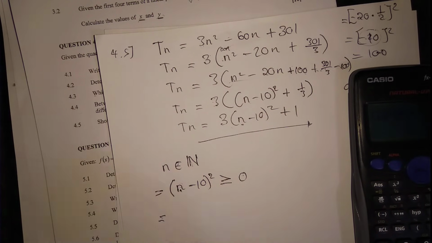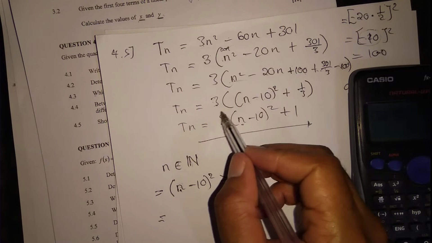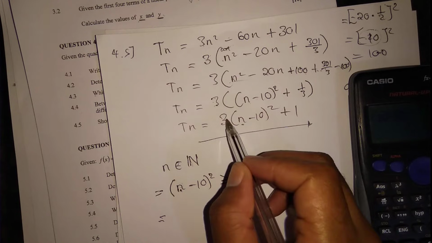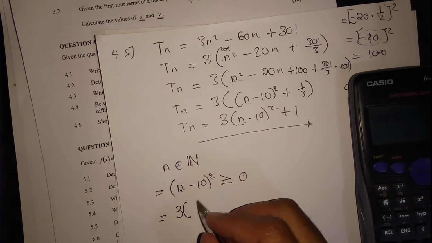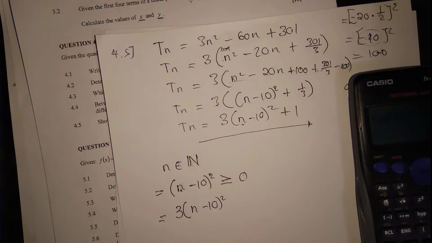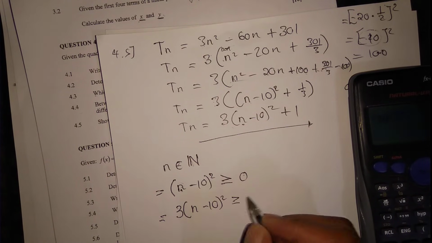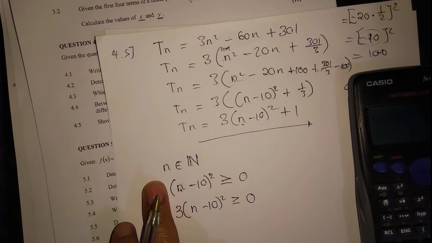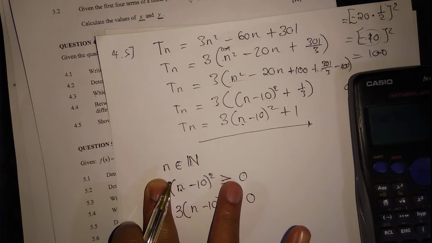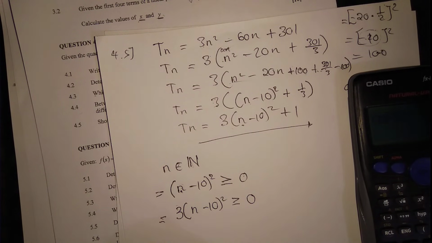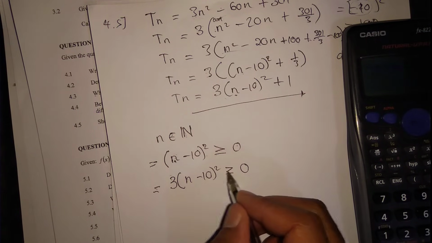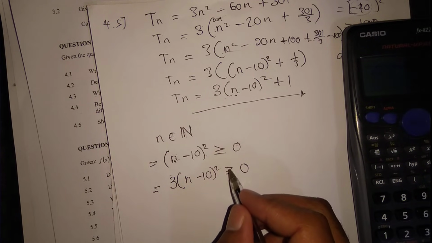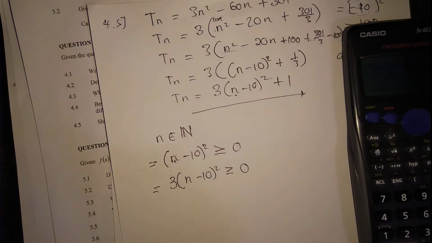Now look at what happens if I bring back the 3 and multiply this bracket by 3, as in the formula. You see it is still greater than or equal to 0, because the bracket produces a value greater than or equal to 0. Multiplying by 3, nothing special happens. So the condition remains the same and is not affected much.